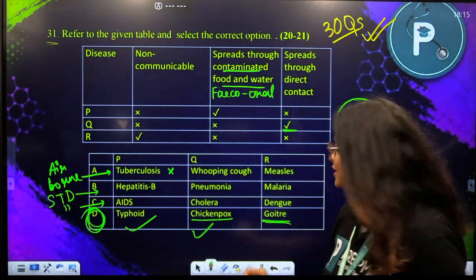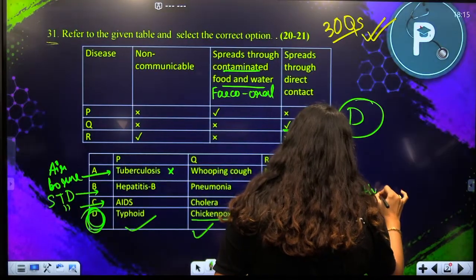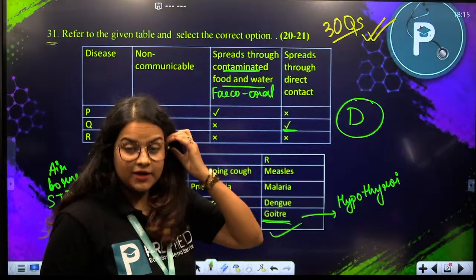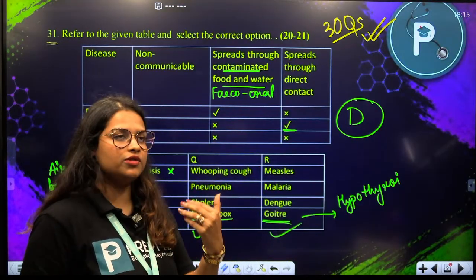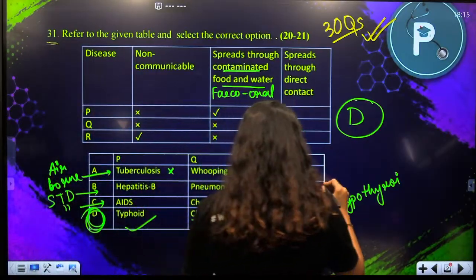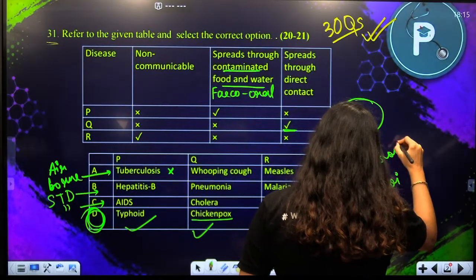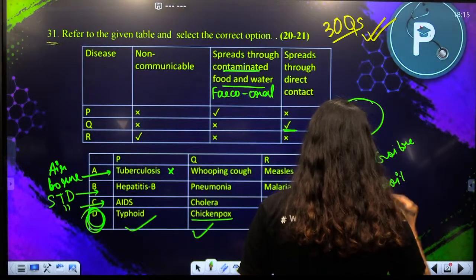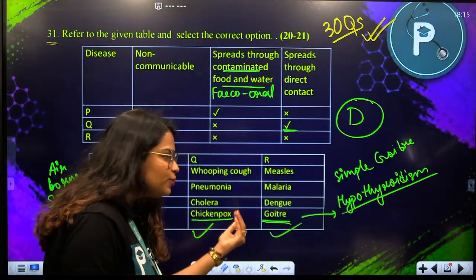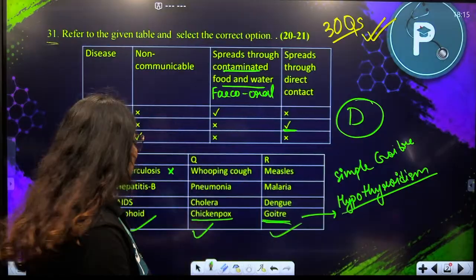Goiter is a deficiency disorder that is caused due to hypothyroidism. Hypothyroidism, if I am talking about a simple goiter, but if I'm talking about Graves disease, that could again be due to hypersecretion. So in most cases, if I'm talking about simple goiter, it is because of hypothyroidism. Okay, so it is a deficiency disease. It's a hormonal deficiency or hormonal imbalance disease, you can say. All right, moving on to the next question.